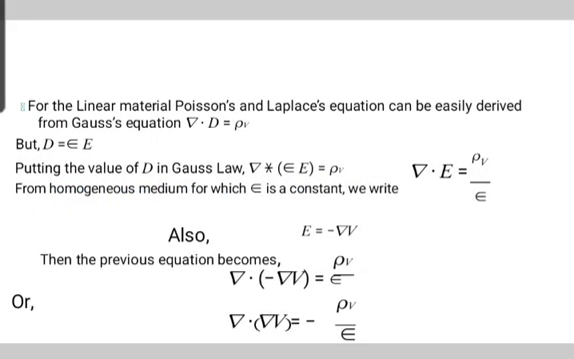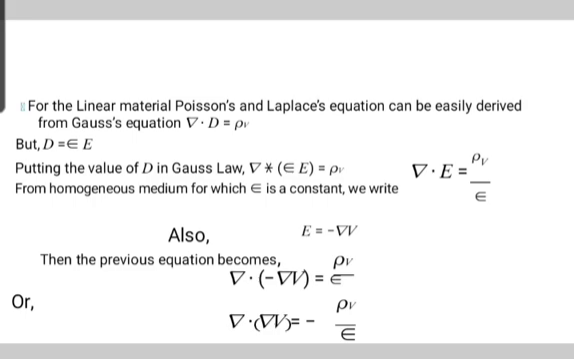For linear material, Poisson's and Laplace's equations can be easily derived from Gauss's law. So del dot D is rho V. These equations we have already seen. If we put the value of D in Gauss's law, the equation becomes del dot E is rho V by epsilon.